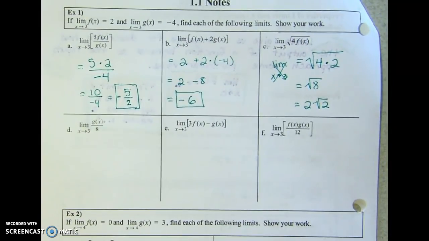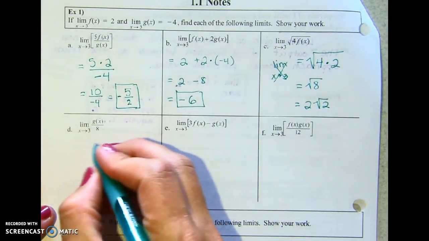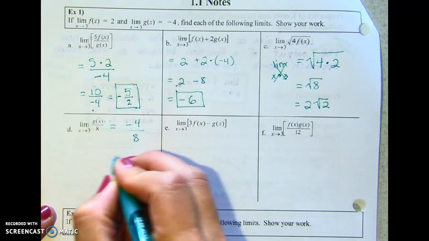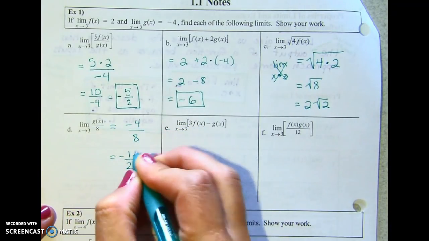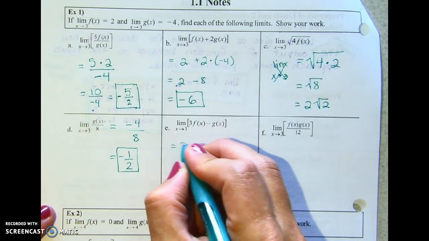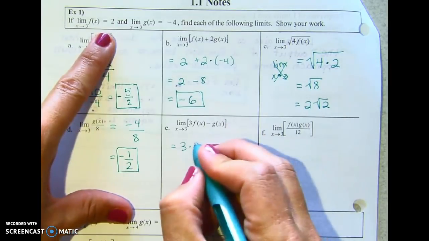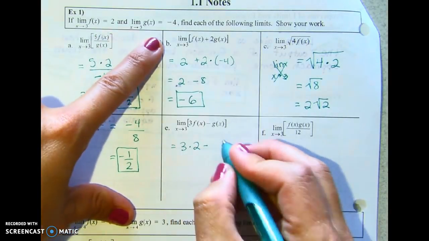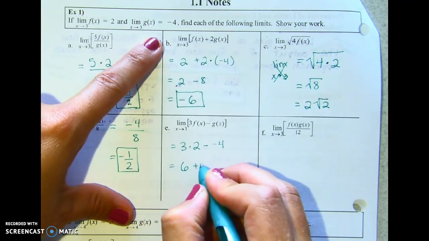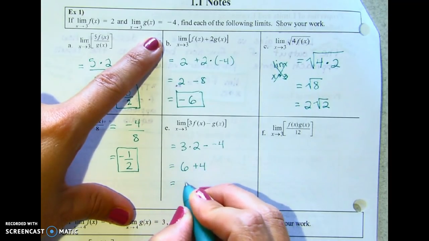Okay, we're still going here, yeah? What are we going to do? The limit of g divided by 8. And we get this, I hope. And what are we going to do here? 3 times the f limit minus the g limit. Oh, it's minus a negative. So minus a negative turns positive.